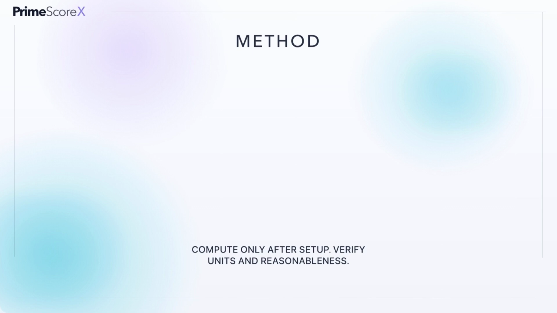Then continue the method. Step 3. Compute only after setup. Step 4. Verify units and reasonableness. This is where most improvement happens, because you move from recognition to execution. You are not just saying, "I understand the topic." You are proving that you can apply it correctly under TEAS-style pressure.